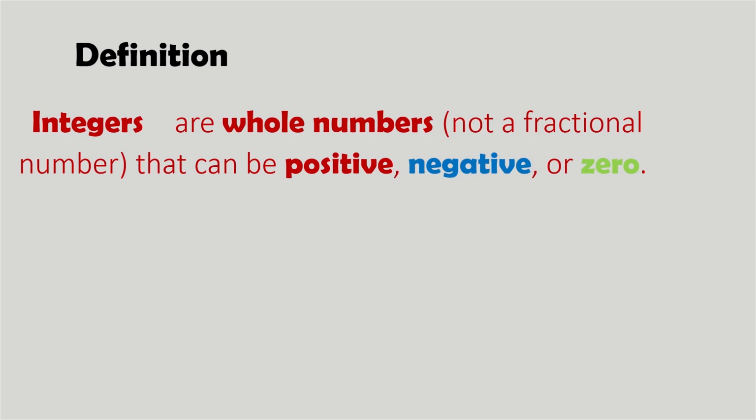Now, we also have opposite numbers in integers. For example, 7 is a positive number. What's the opposite of 7? It is -7.